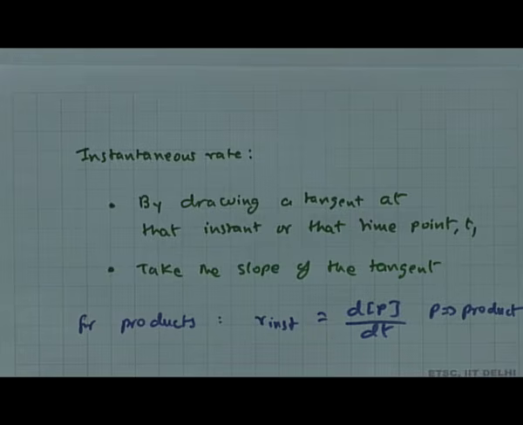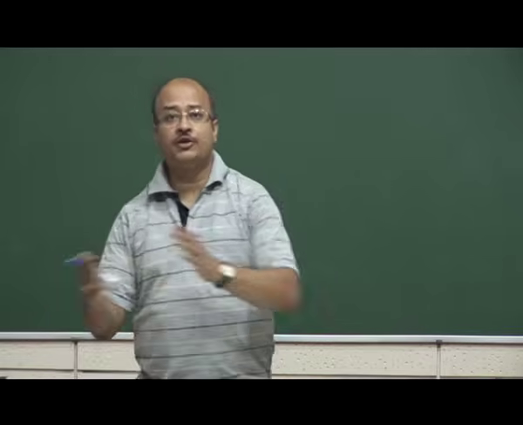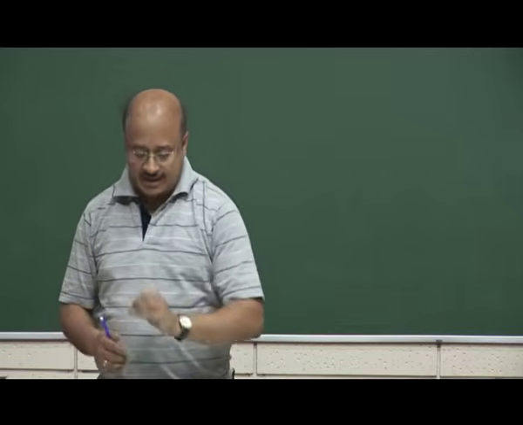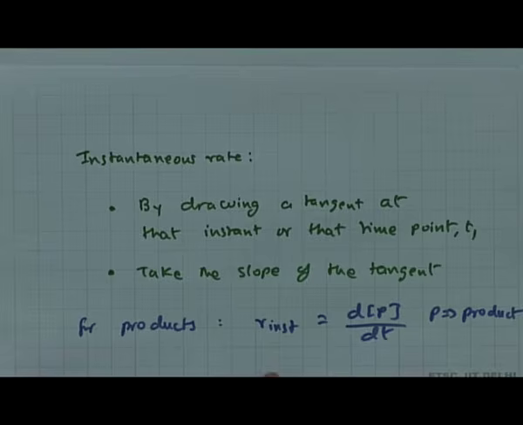So, for products, what would happen? Exactly the same thing, only that the products appear as a function of time. So, the instantaneous rate would be equal to d[P] over dT, P being the product, preceded by a positive sign because the product is appearing as a function of time.